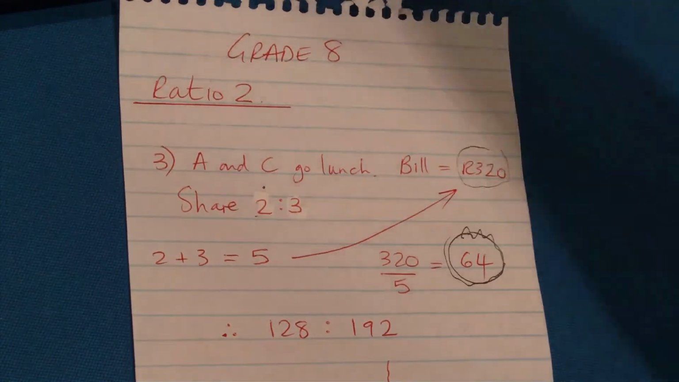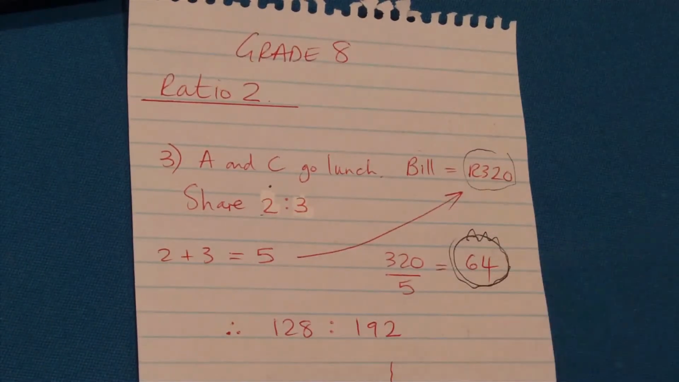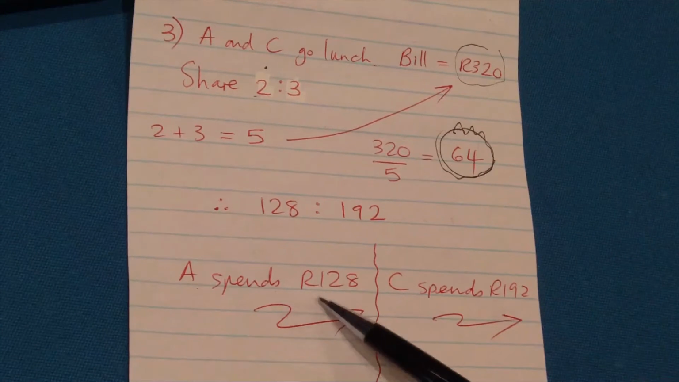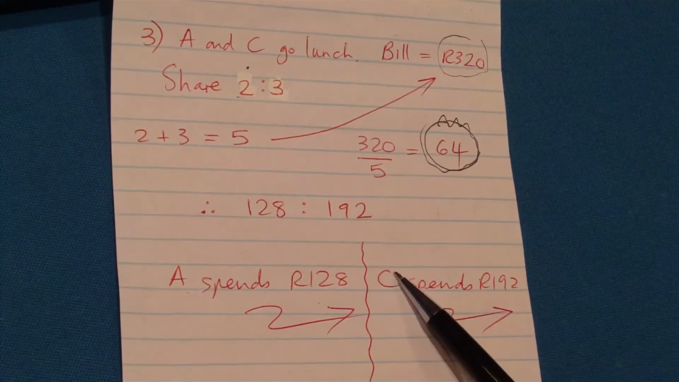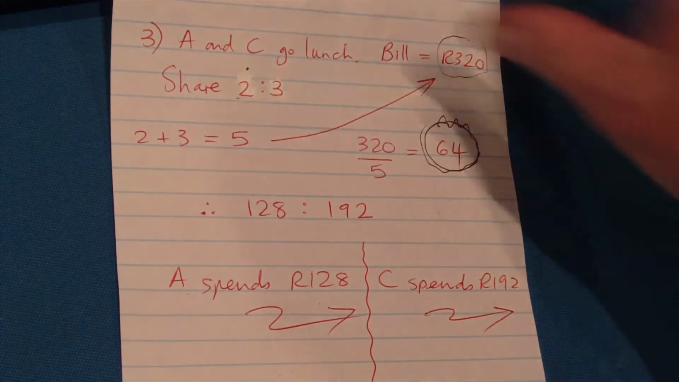Because it's asked in a word problem, it's asked in English, you should answer it in English. So you can say Afor spends 128 Rand and Cara spends 192 Rand.